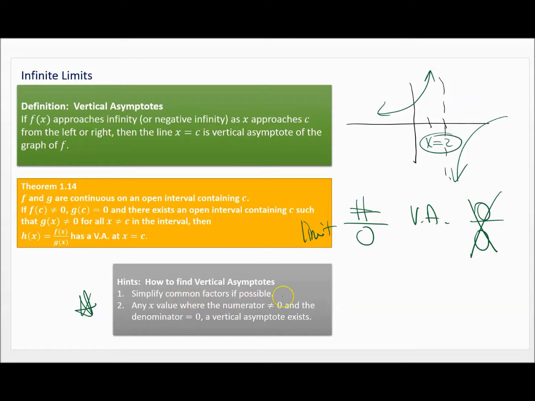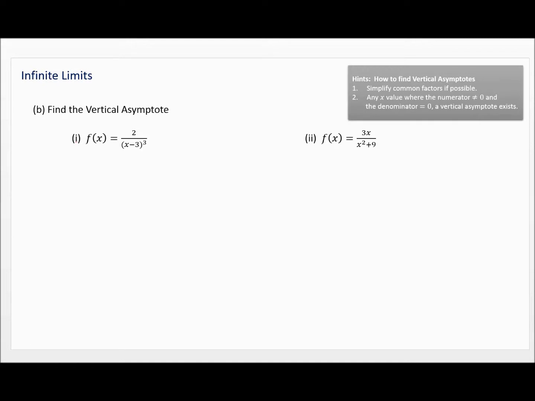Simplify common factors if possible. In other words, if you have x plus 2 in the numerator and x minus 2 times x plus 2 in the denominator, you don't have two vertical asymptotes because those guys cancel, right? You only have one, and it would be at x equals 2. So any x value where the numerator is not equal to 0 and the denominator is equal to 0, you have vertical asymptotes. So I have these problems to calculate the vertical asymptotes. So remember what we're doing. I have your steps over here again.